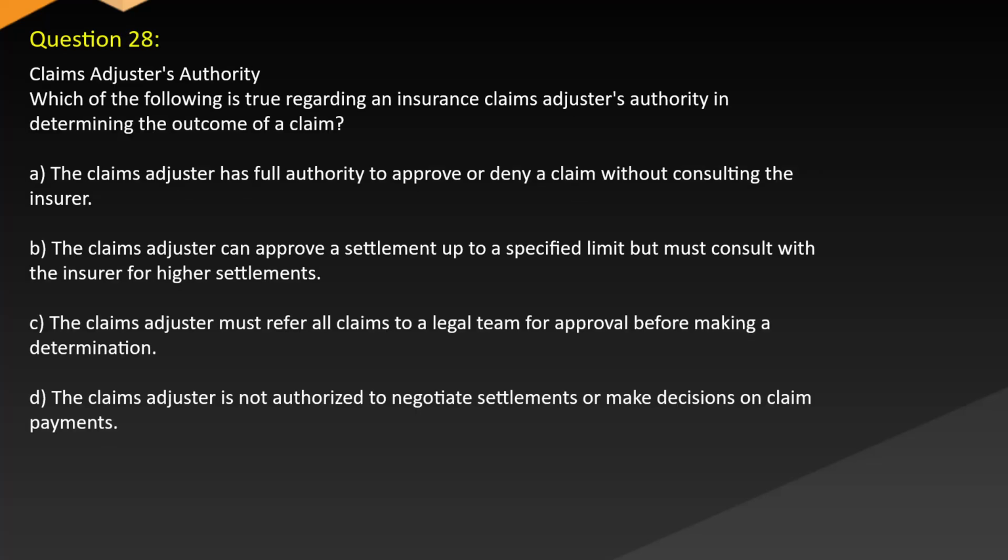Question 20. Claims adjuster's authority. Which of the following is true regarding an insurance claims adjuster's authority in determining the outcome of a claim? A. The claims adjuster has full authority to approve or deny a claim without consulting the insurer. B. The claims adjuster can approve a settlement up to a specified limit but must consult with the insurer for higher settlements. C. The claims adjuster must refer all claims to a legal team for approval before making a determination. D. The claims adjuster is not authorized to negotiate settlements or make decisions on claim payments.